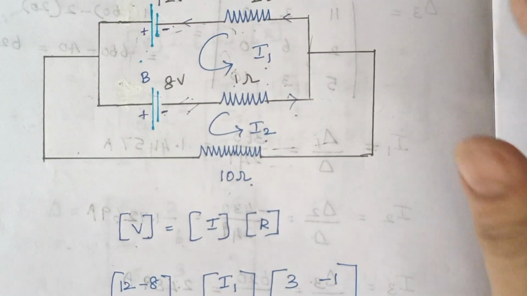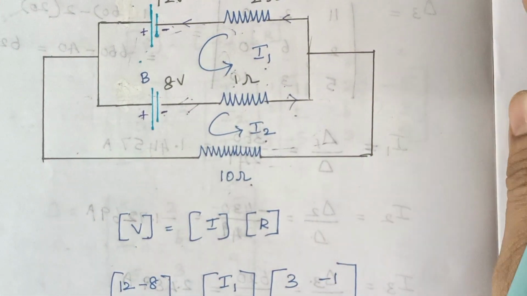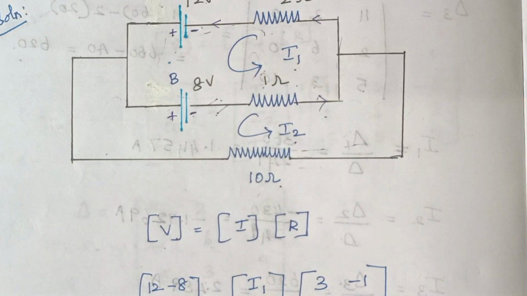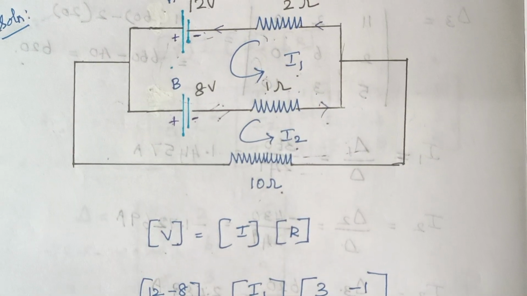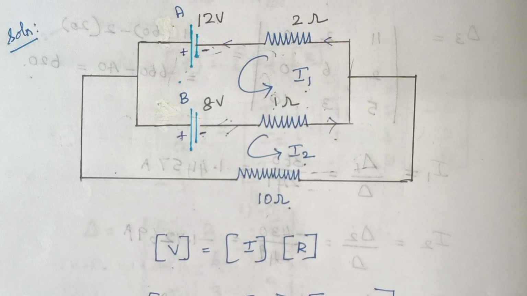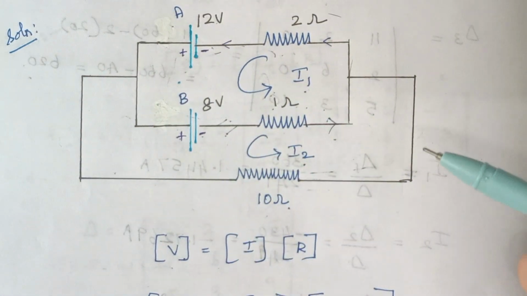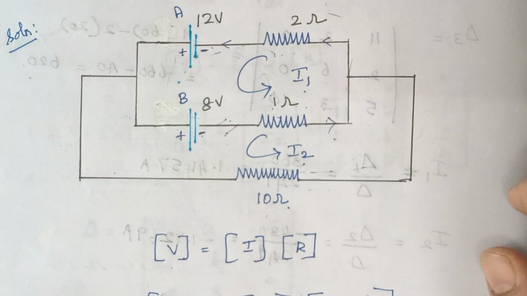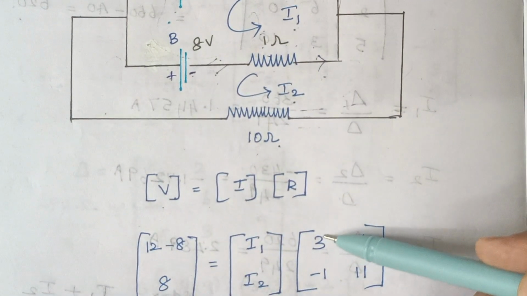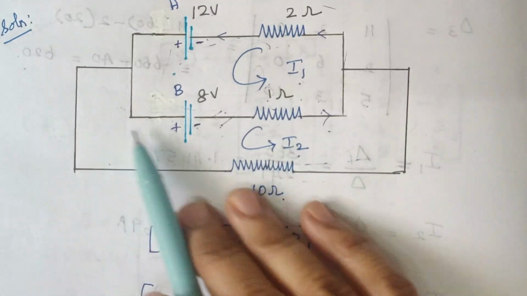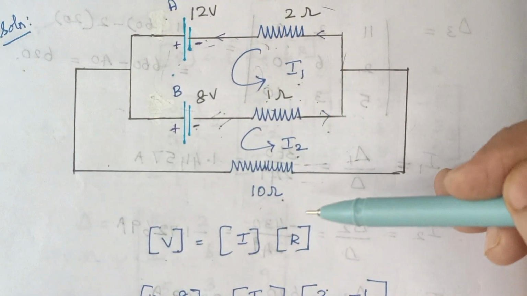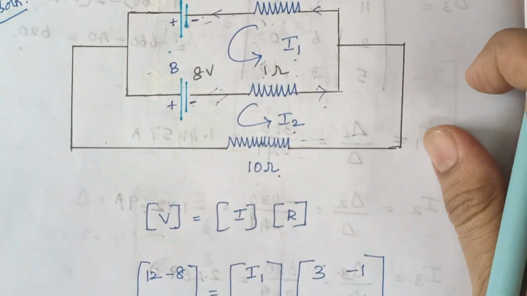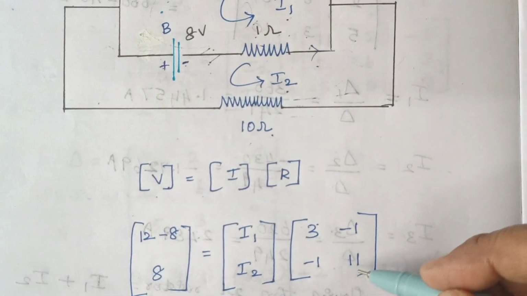And now we are going to frame the resistance matrix here. Right. So here, as usual, the diagonal elements occupy the sum of resistances present in the loop. So in the first loop, what is the sum of resistances? We have 2 ohm and 1 ohm. So 2 plus 1 gives 3. Right. So 3 here. Again, look at the second loop. This is your second loop. And the second loop has two resistors. One is 1 and another one is 10. Therefore, 1 plus 10 gives you 11 ohms.